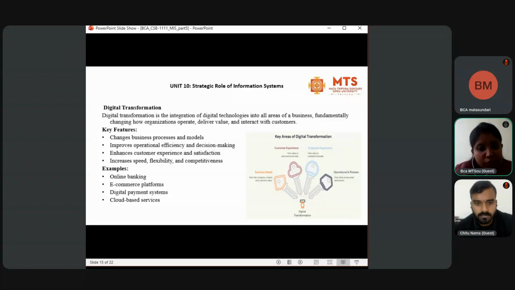Some features of digital transformation are that it changes business processes and models, improves operational efficiency and decision making, enhances customer experience and satisfaction, and increases speed, flexibility, and competitiveness. Examples of digital transformation are online banking, e-commerce platforms, digital payment systems, and cloud-based services. These are the examples of digital transformation.